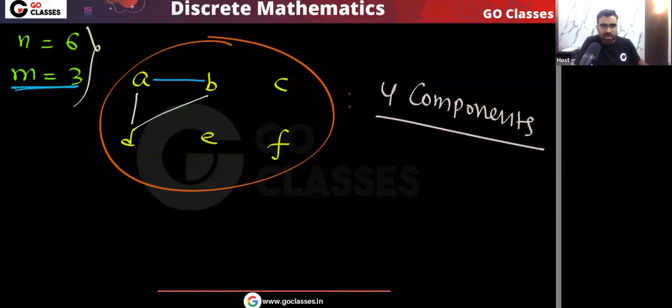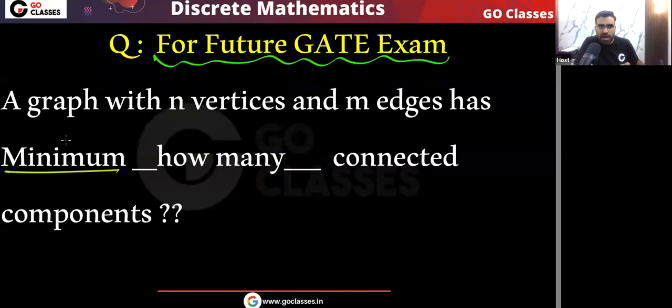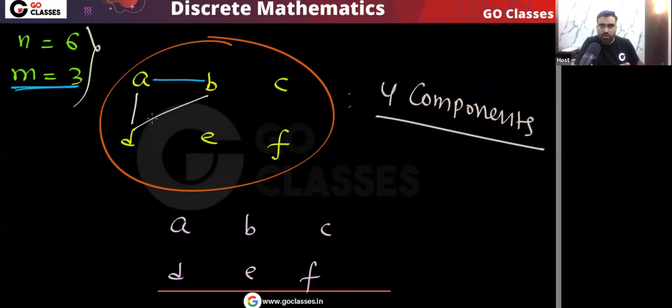Okay, so this is what I am saying, that the best way is A, B, C, D, E, F. Don't create a cycle. Do not create a cycle, because remember, I want smallest number of connected components. So what I will do, every edge I will use to reduce the number of components. I hope you understood. I can put this, I can put this. Now you can easily see how many components I got. 1, 2, 3. So 3 components I got.